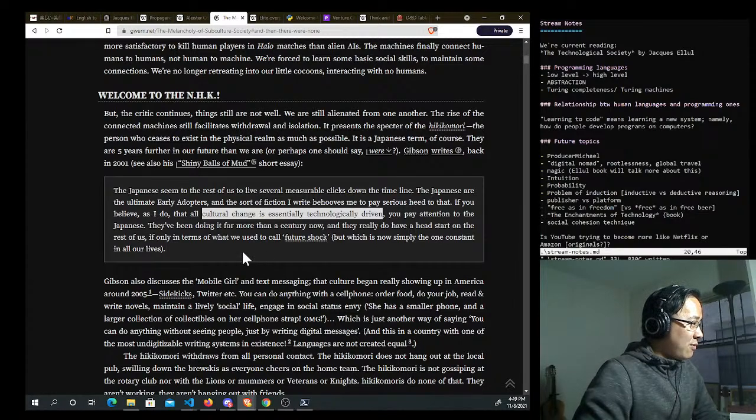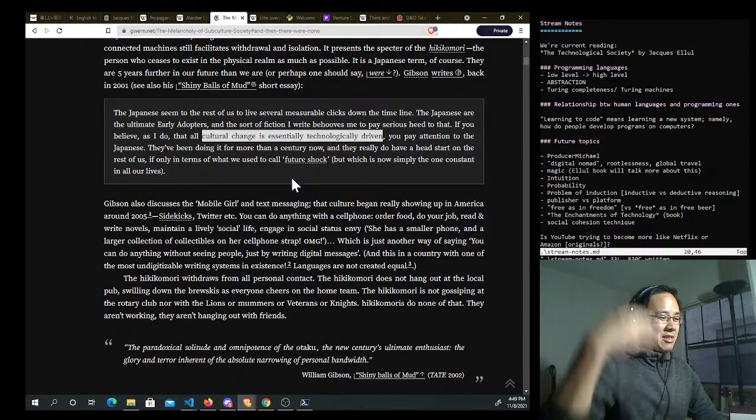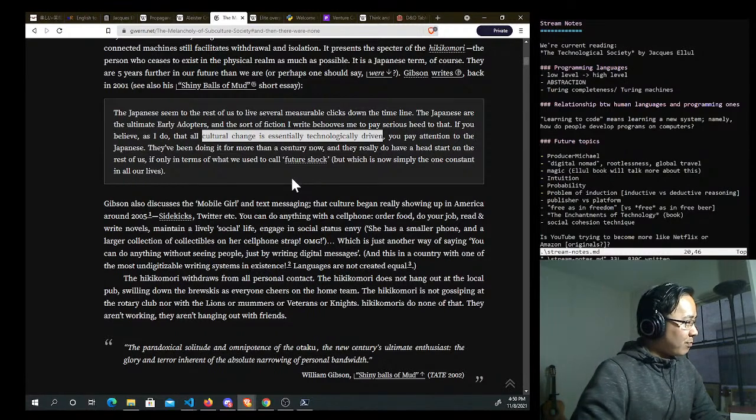They've been doing it for more than a century now, and they really do have a head start on the rest of us. If only in terms of what we used to call, quote, future shock, unquote, but which is now simply the one constant in all our lives. So this guy is saying cultural change is tech driven, and this thing called future shock is the thing that characterizes our lives, our culture, whatever you want to call it. Okay, Gibson also discussed the mobile girl and text messaging.